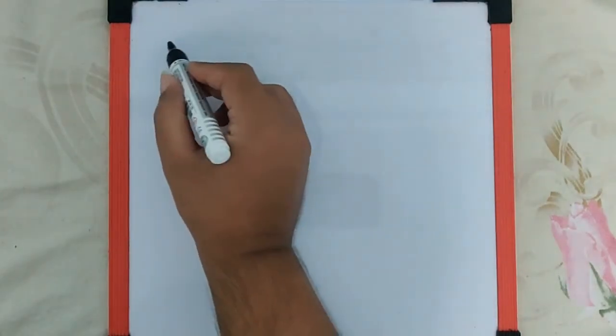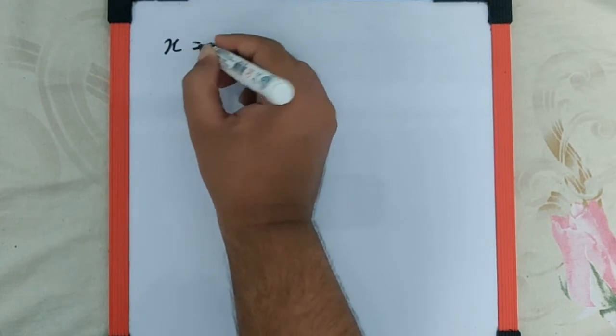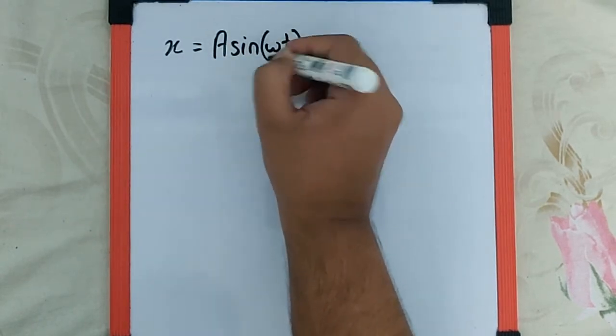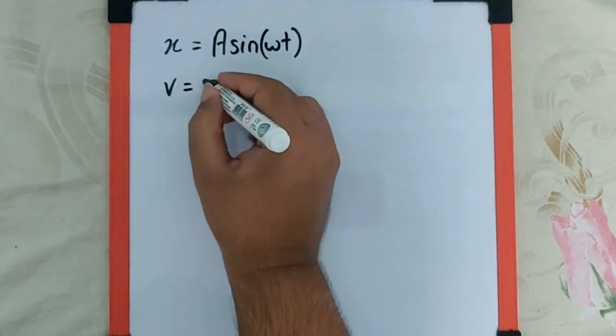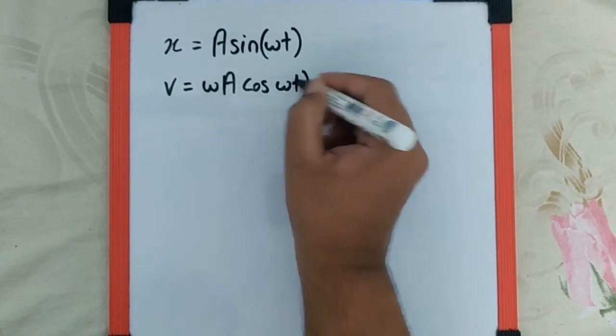Hello students, in this video we are going to learn the derivation of the expression of kinetic energy and potential energy of a particle at a given position. So we have the equation for x as the standard one, a sine omega t, and for velocity we have omega a cos omega t.